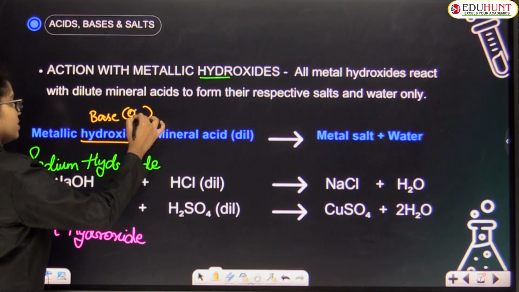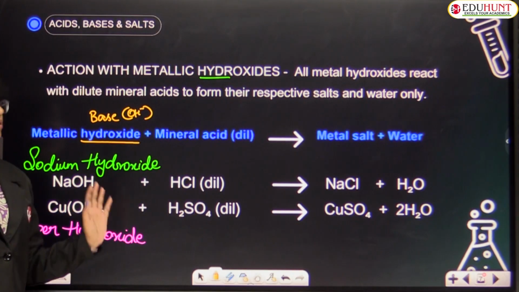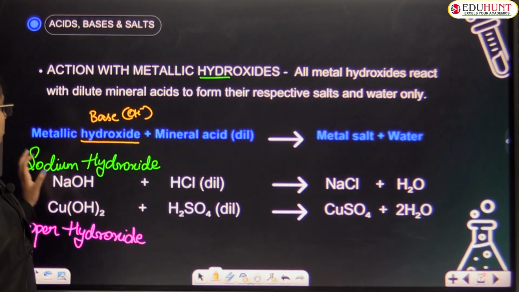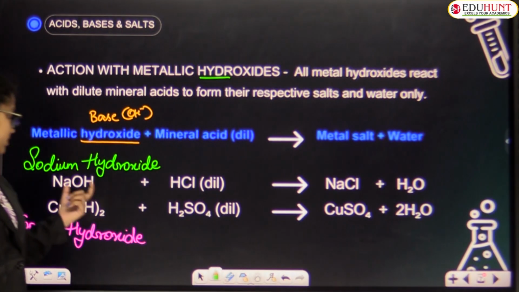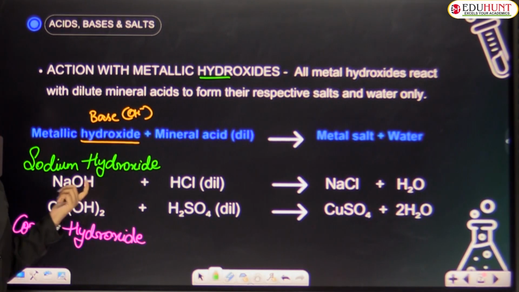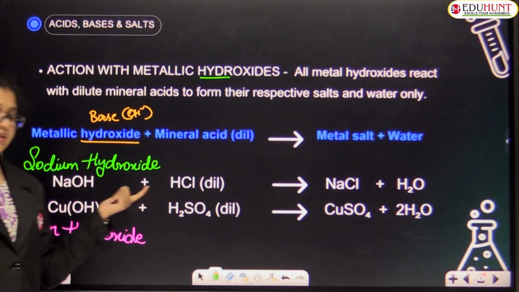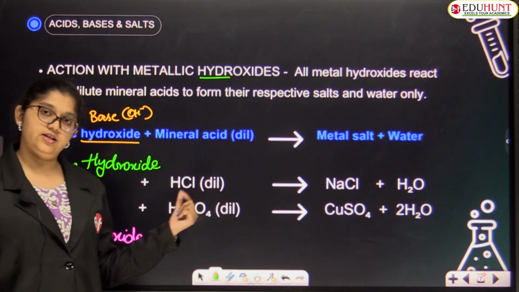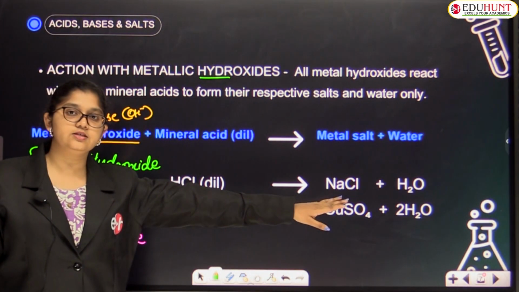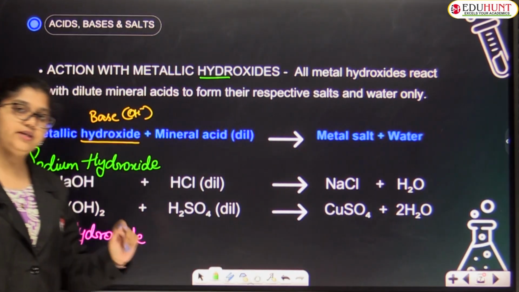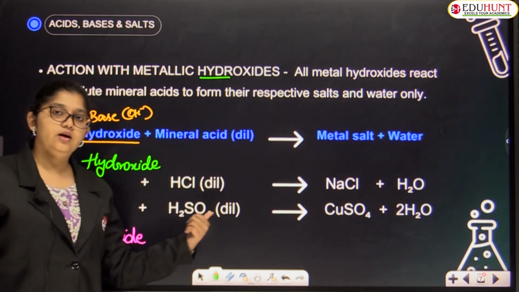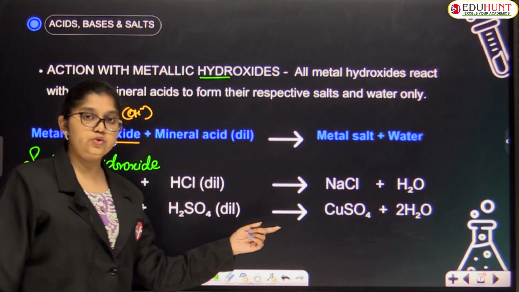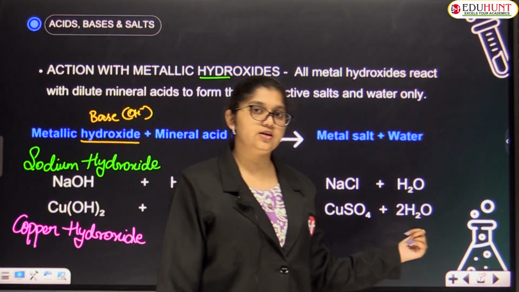We can say OH minus representation. Okay, we'll talk about the basic section. Now, sodium hydroxide reacting with, okay, once again with the formula. First one, NaOH reacting with dilute HCl gives rise to NaCl plus water, H2O. Now, second example. Cu(OH)2 reacts with dilute H2SO4 gives rise to CuSO4 plus H2O.